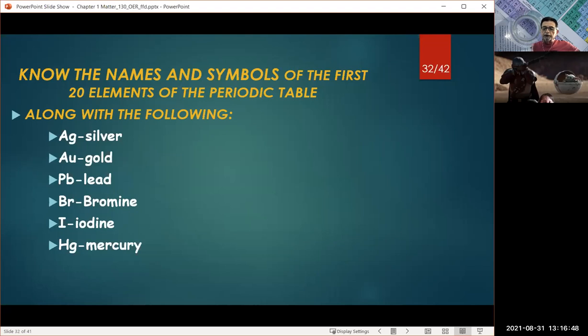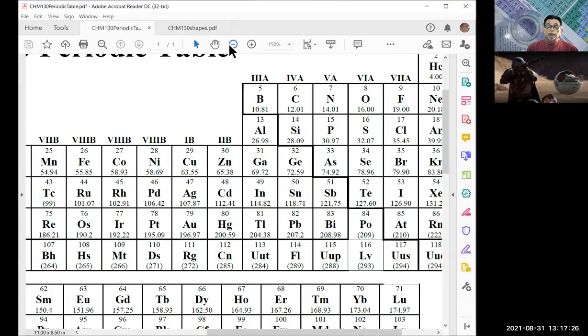Now, be familiar with the first 20 elements. And on top of that, we're going to start with this batch, and then as we progress, we're going to throw more elements at you. Basically, remember their names and at least where to find them on the periodic table. So we have silver, which is Ag, Au, which is gold, Pb, which is lead, Br, which is bromine, I, which is iodine, and Hg, which is mercury. Now, with respect to 1 through 20, we'll run through that.